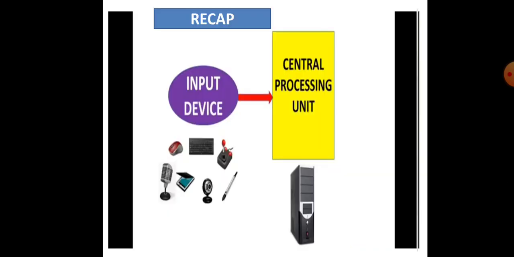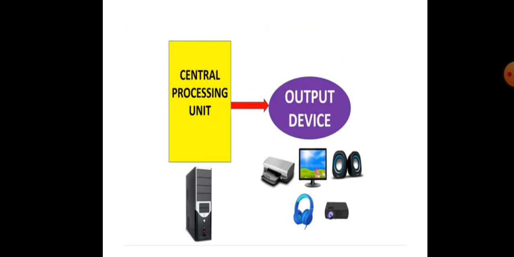So let us recap what we have learned in chapter 3. Computer works in 3 steps. Input devices, they give the data or information to the CPU. CPU is the processing unit. Now the CPU works on the problem and then solves the problem and shows the result through the output devices.